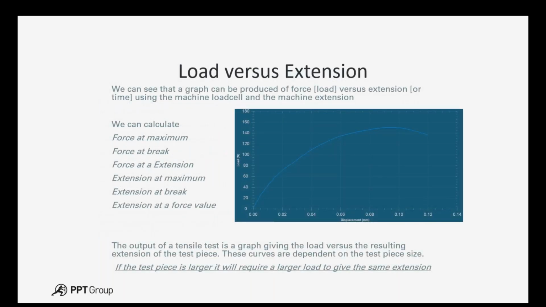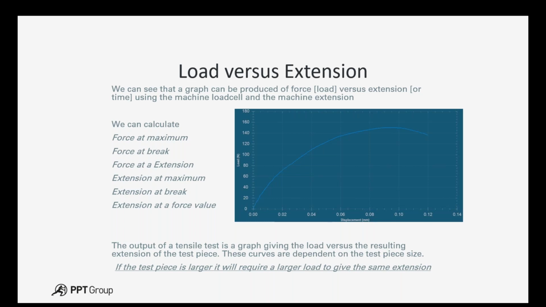Now, traditionally with testing machines, they're looking at things like load versus extension, or force versus movement, and also against time. And we can look at things like maximum force, the distance traveled, the extension, if it broke, when it broke, what the force was and how far it went.